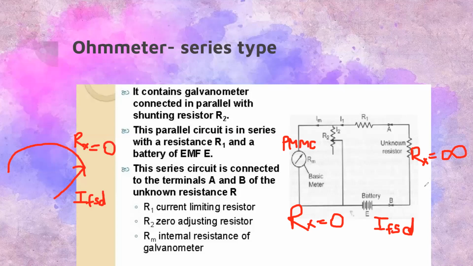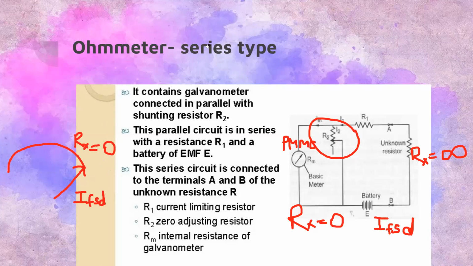Now in the earlier case when Rx is equal to zero, A and B were shorted, maximum current flows in the circuit. In that case, this R2 is adjusted until it is IFSD. IFSD means maximum current; R2 is adjusted until the maximum current is obtained. You can see the pot here, that means it is adjustable. This symbol means pot, which I explained in Study of components. So it is adjusted until it shows the maximum, until the arrow reaches the maximum. Fine. So that was about it.